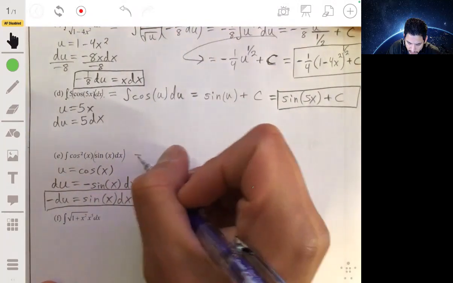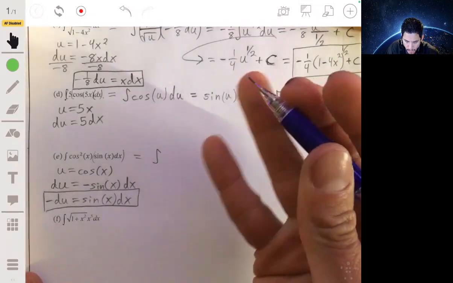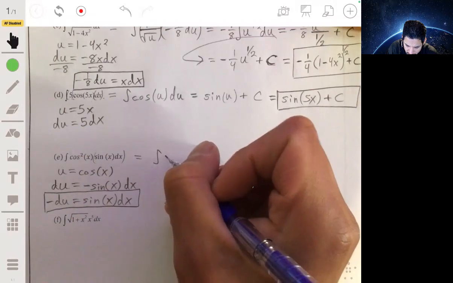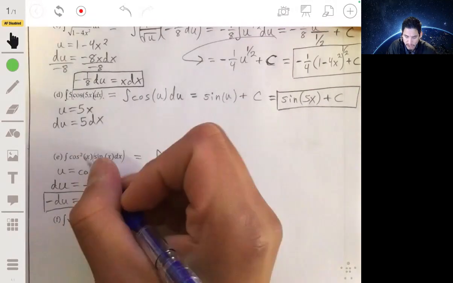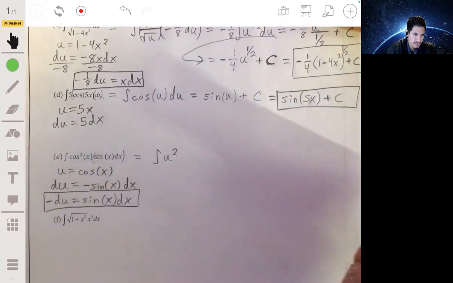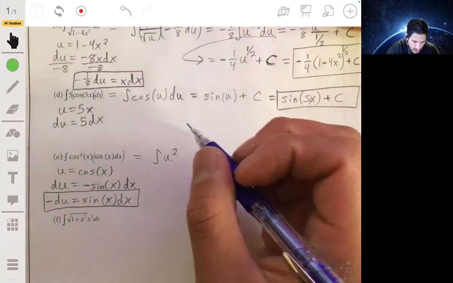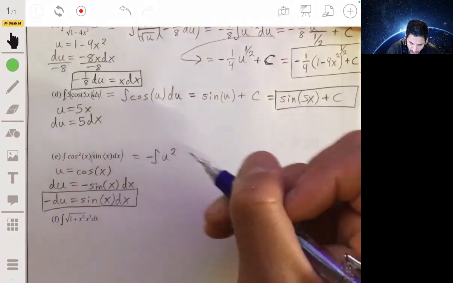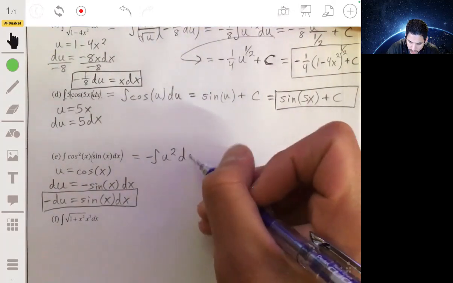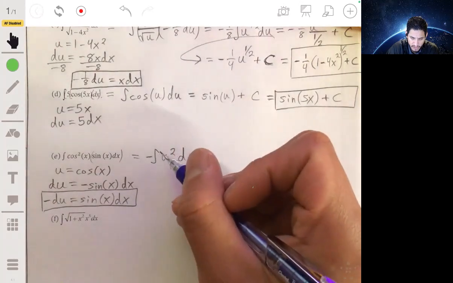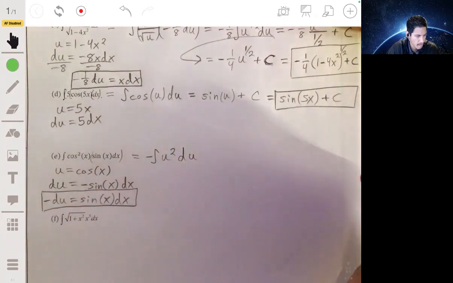And so what we're going to have is the integral. Remember, we made u the cosine of x. So we're going to have u squared because we have the cosine squared of x, which is the cosine of x times the cosine of x. So we have u squared times a negative du. We'll bring the negative symbol on the outside. So we just have the negative integral of u squared du.